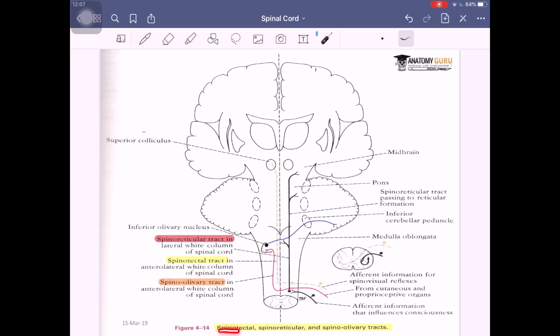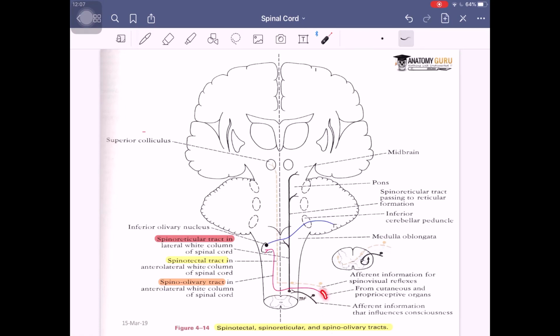So here you can see now in this picture all three are there. You can see spino-tectal, spino-reticular and spino-olivary. So spino-olivary, spino-tectal, you don't have to know because the information here, you can see, it is efferent information that influences the consciousness, proprioceptive organ and spino-visual. Anyways, so these pathways are starting, all the pathways you can see, all are crossing.